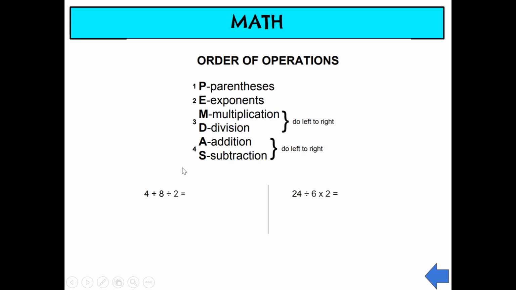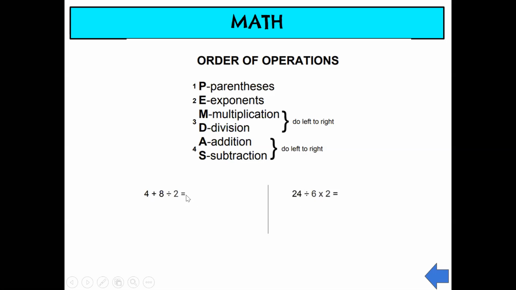So let's look at this one. 4 plus 8 divided by 2. So we look and say, okay, is there any parentheses? Nope, no parentheses, so we don't have to worry about that. Is there any exponents? Nope, no exponents, so we cross that off.